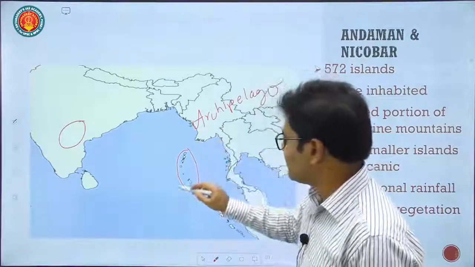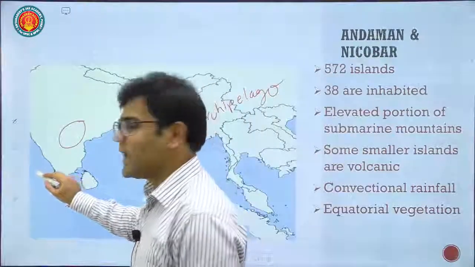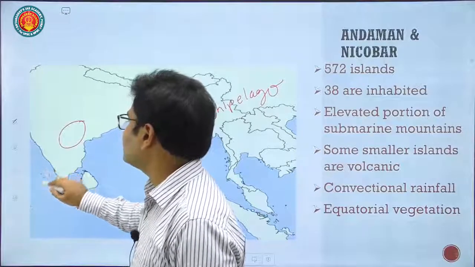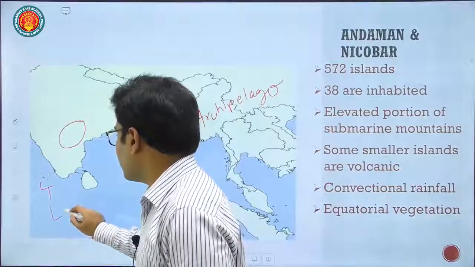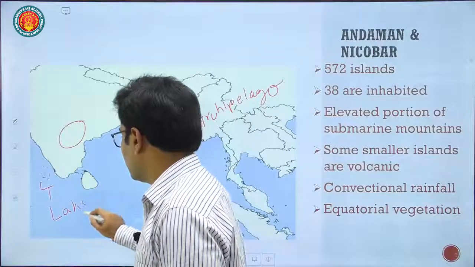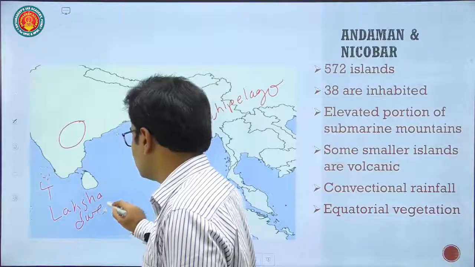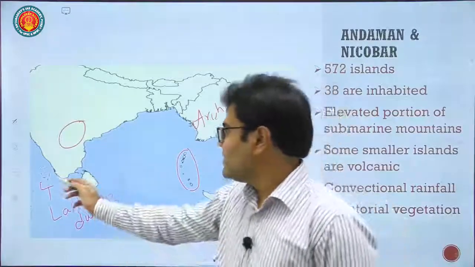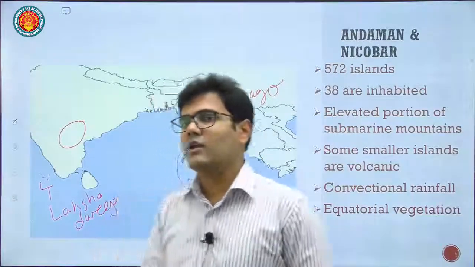So we have the Andaman and Nicobar archipelago over here, and in the Arabian Sea, in the western direction, we have small islands. They are called Lakshadweep Islands. In Hindi, the meaning is a hundred thousand islands. So we will see in detail about the Lakshadweep Islands and the Andaman and Nicobar Islands.